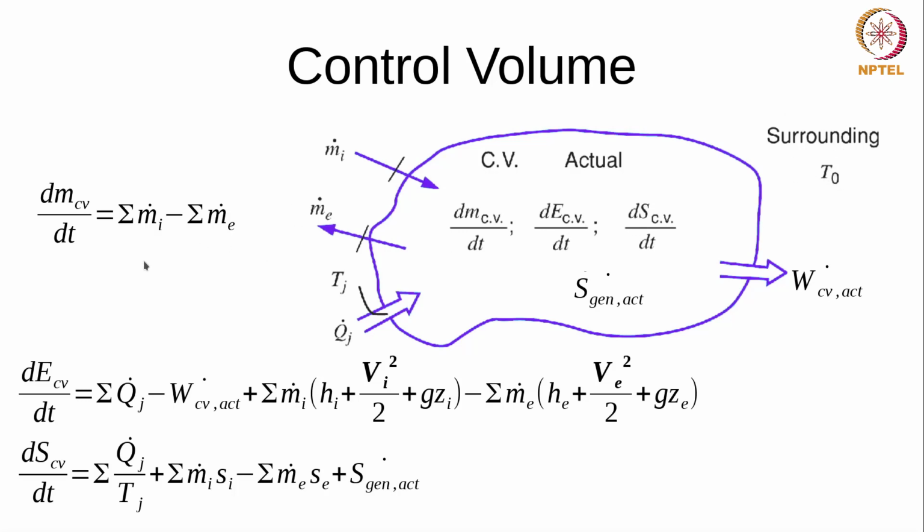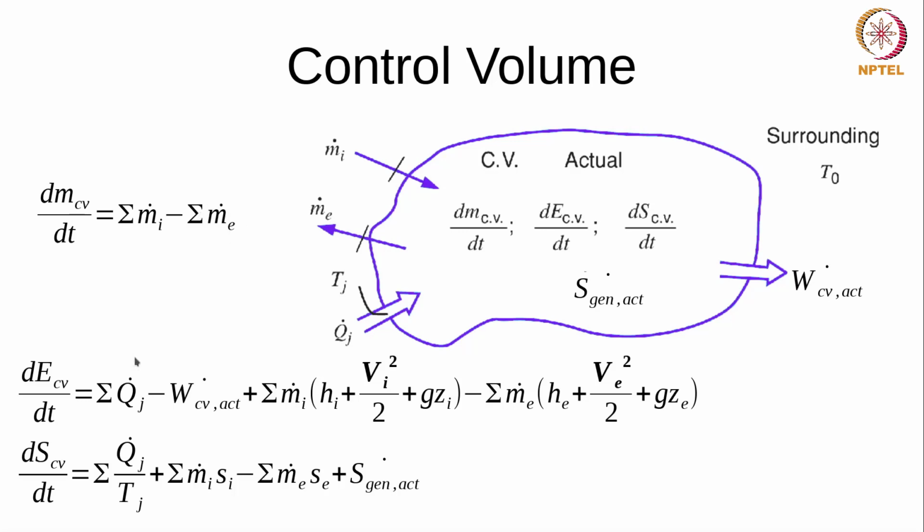So if we write the mass conservation, we have seen this expression several times. We have written it for many control volumes. We see dm by dt for the control volume, rate of change of mass, is equal to sigma of rate at which mass is coming in minus sigma of rate at which mass is going out. We can of course have any number of inlets and outlets.